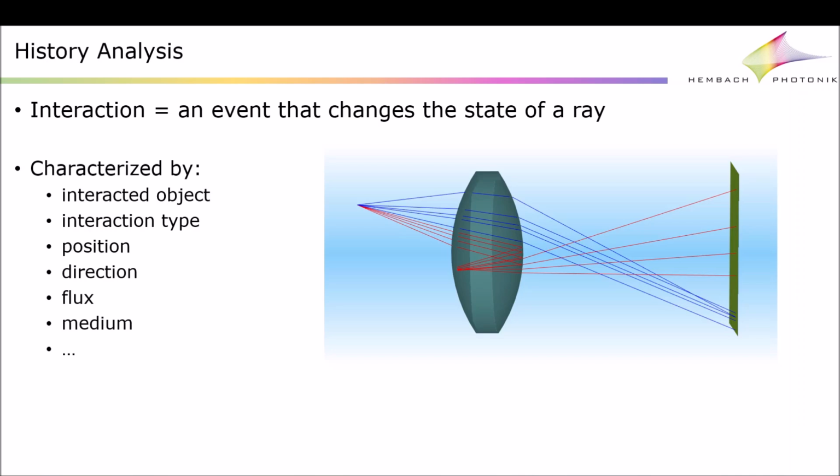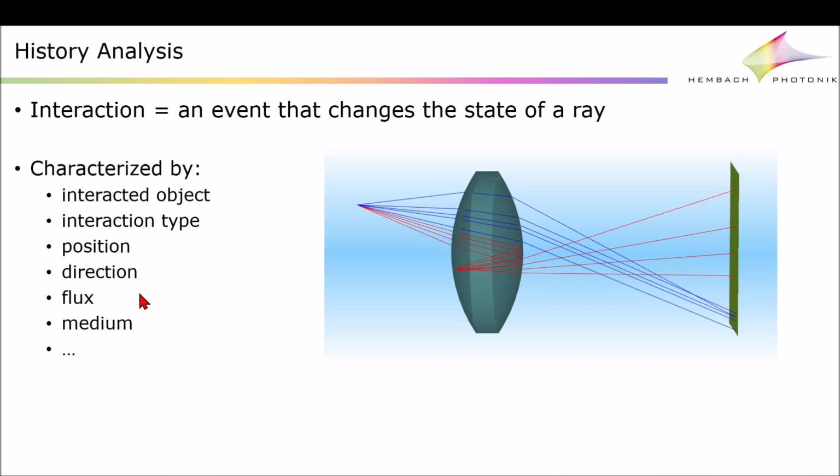Secondly, the interaction type. For example, scattering, transmission, reflection, total internal reflection. And finally, there's a couple of more properties which more precisely define the interaction, such as the position in space where the interaction took place, the ray direction, and so on.